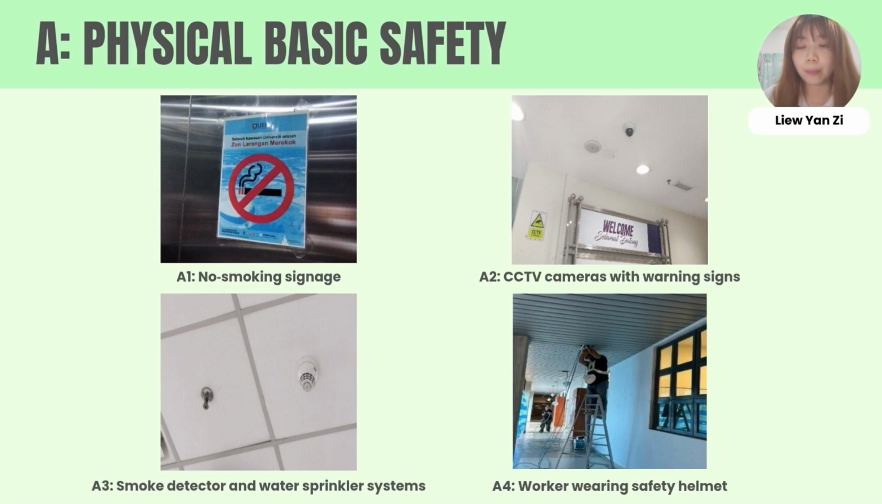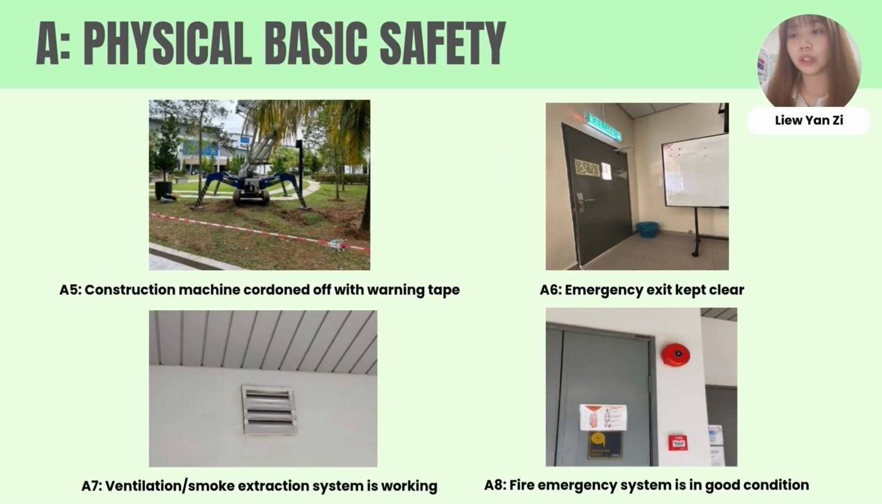Workers wearing safety helmets show adherence to personal protective equipment standards, reducing the risk of head injury. Construction machines cordoned off with rolling tape highlight the importance of restricting access to hazardous zones. The emergency exit is kept clear, ensuring a safe evacuation route during emergencies. Additional measures such as a functional ventilation system help control smoke and maintain air quality, while a well-maintained fire emergency system demonstrates readiness to respond effectively in case of fire.